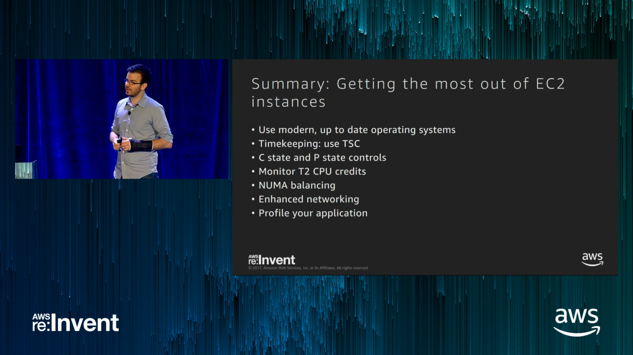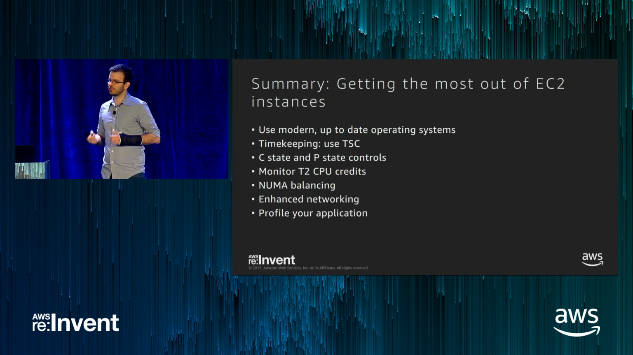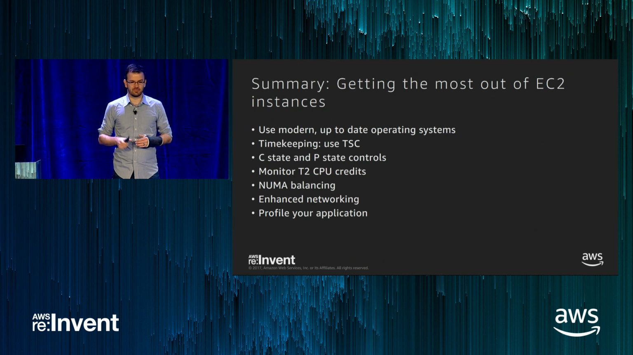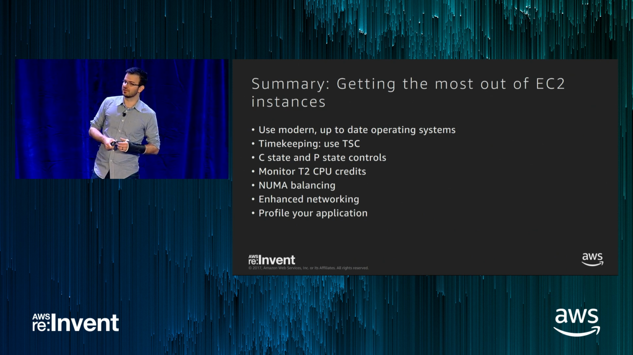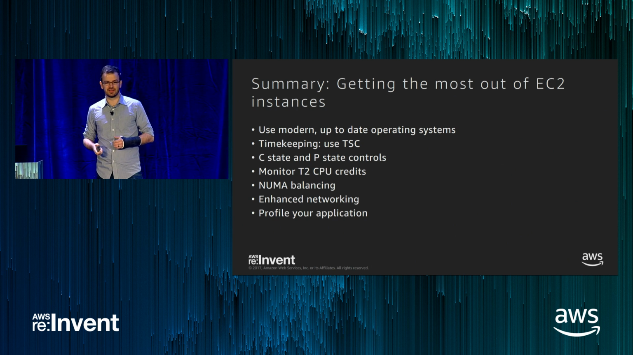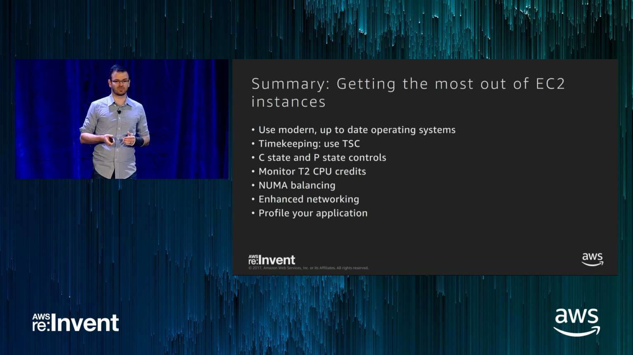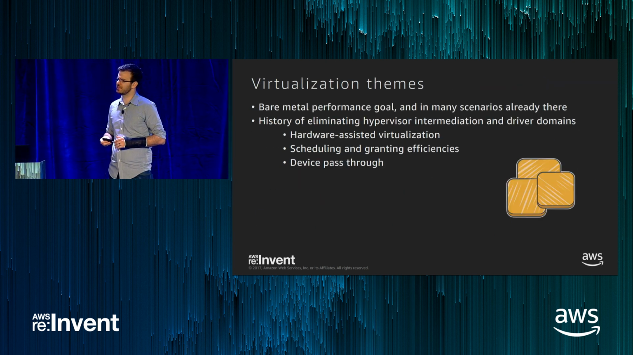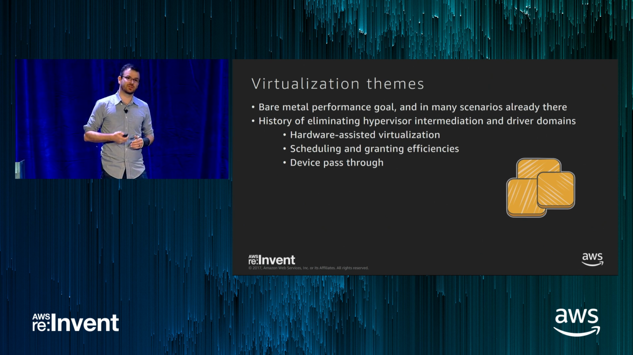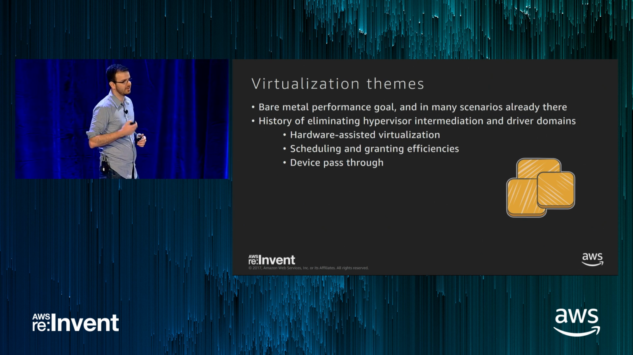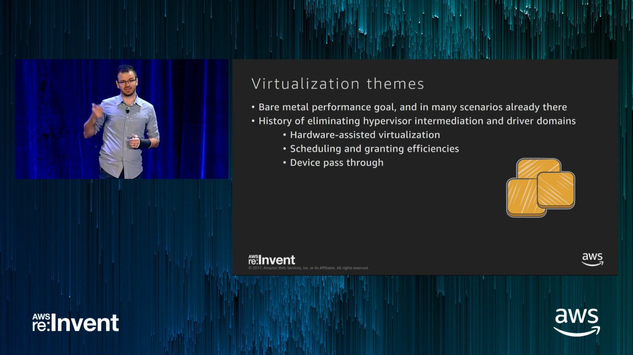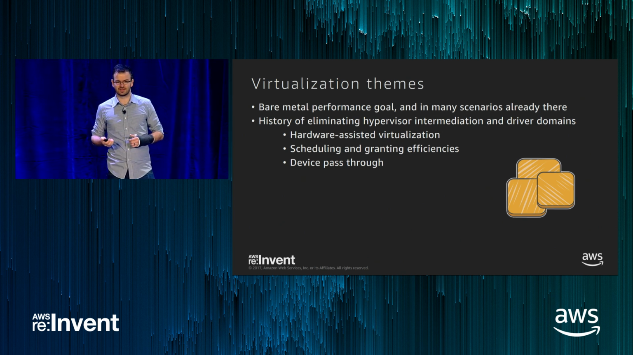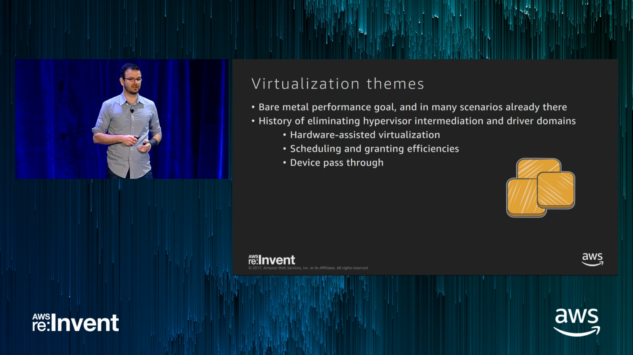So in conclusion, there's a lot of things that you can do to really optimize your EC2 experience. Make sure that you're benchmarking your real application, you're using a modern operating system, and you have enhanced networking available or enabled to get the best network performance out of the platform. And when it comes to virtualization, our goal is really to make virtualization as transparent as possible and to eliminate any inefficiencies that it may cause. Our goal is to provide you with bare metal-like performance. In a lot of ways, we're already there.